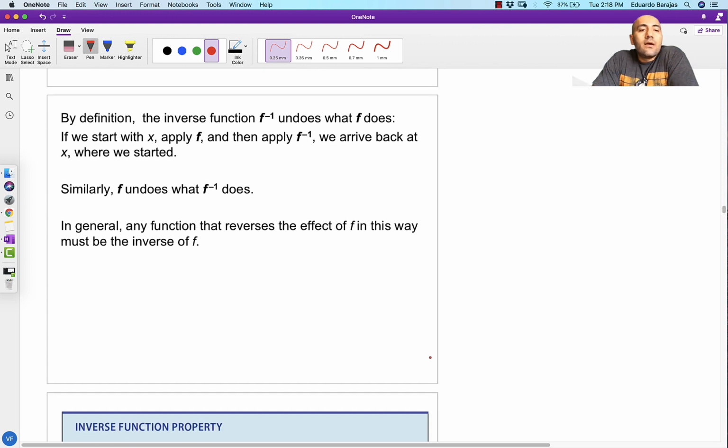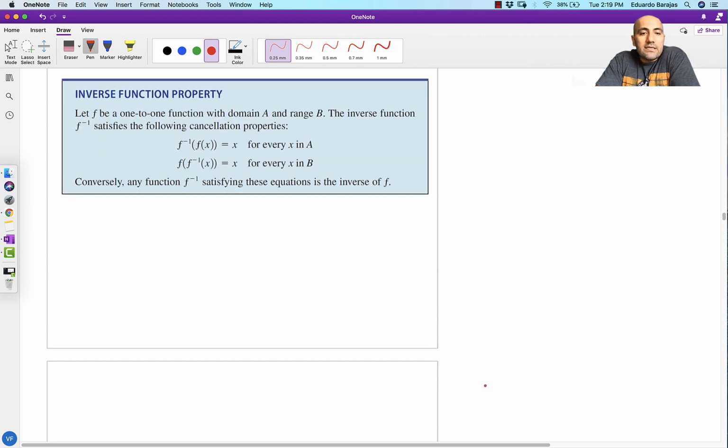By definition, the inverse function f inverse will undo what f does. So if we start with x, apply f, and then apply f inverse, we arrive back at x where we started. If we take any starting point in the domain of f, shoot it over to the range by applying f, and then take that output and plug it back into the inverse function, it'll bring us right back where we started. It's a round trip when we apply f followed by f inverse, or the other way around. In general, any function that reverses the effect of f in this way must be the inverse of f. This is how we can prove that two functions are inverses of each other.